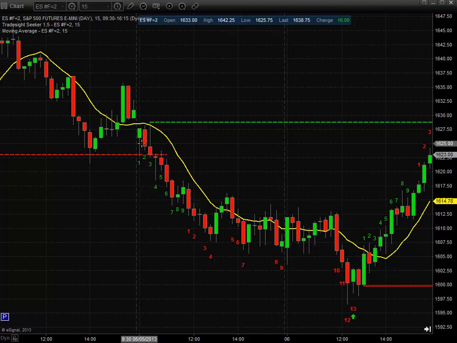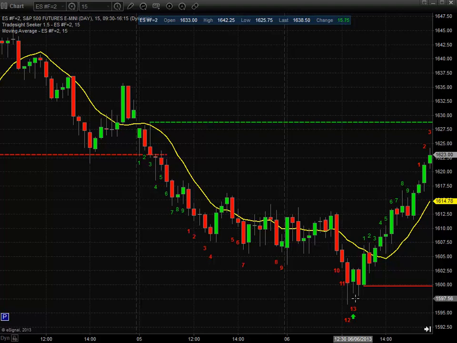The seeker study has two parts. Here's the setup phase, the 1 through 9, and then the countdown phase, the 1 through 13. Once we got into the red numbers in the countdown phase, I noticed that we were getting fairly deep into the count here. Notice this candle here, that's the low of the day, was bar 12, and I knew that if we got one more bar down, we had a shot at reversing this back to the upside, and we got that.